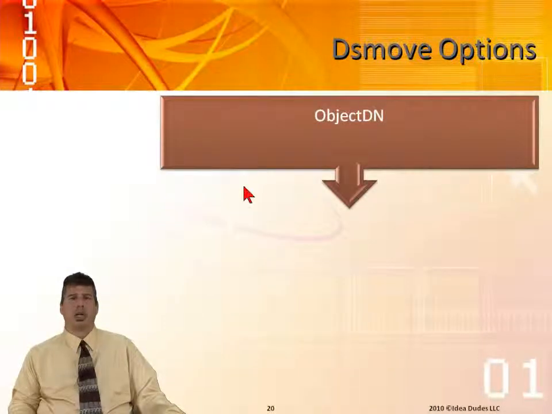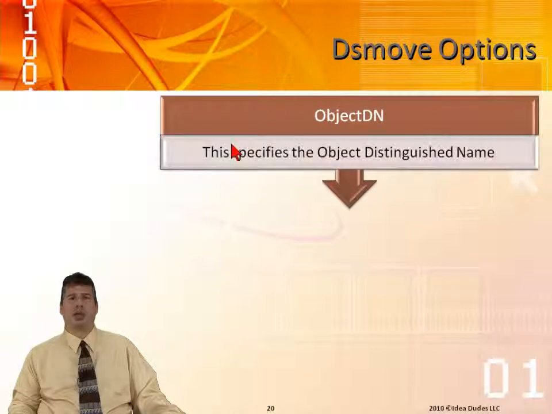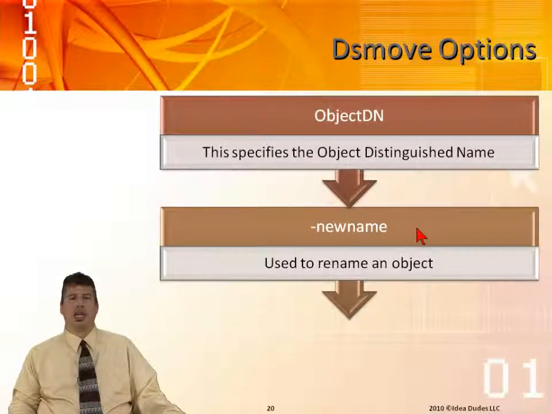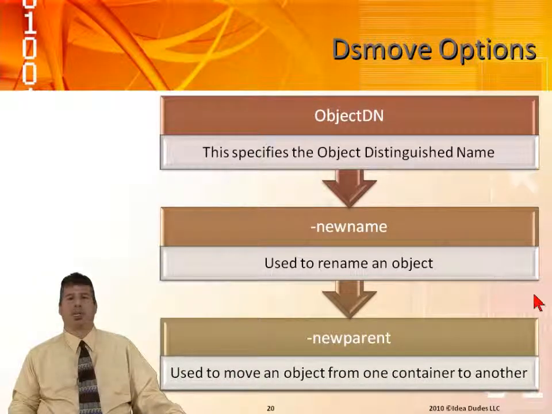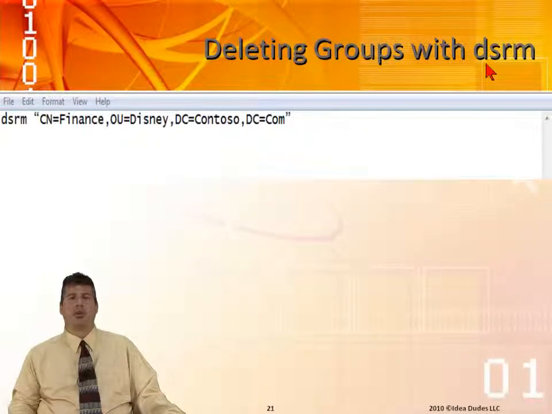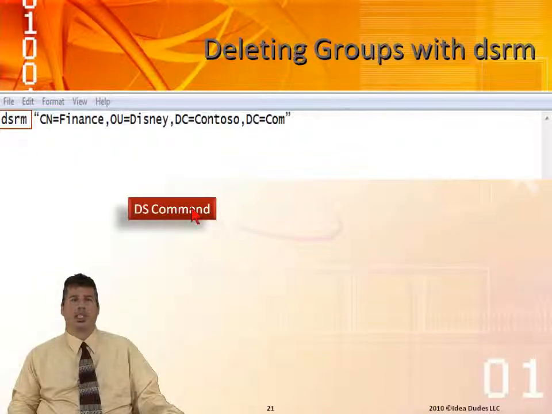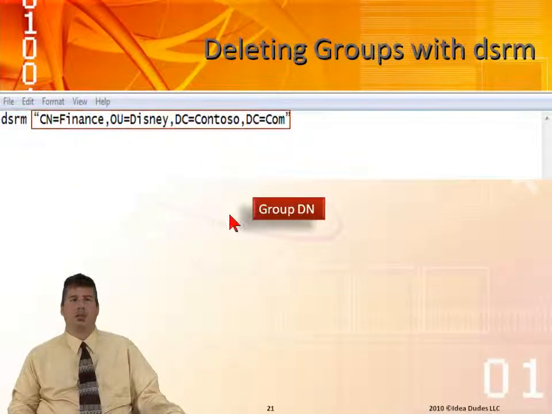So the Dsmove options: we have the object DN, which specifies the object distinguished name. -newname is used to rename an object. -newparent is used to move an object from one container to another. And that's what we just did with moving marketing over to Florida. Deleting groups with dsrm is going to take away the actual group. We have the ds command, which is dsrm, and then we just have to identify the group DN. And that's all there is to it.